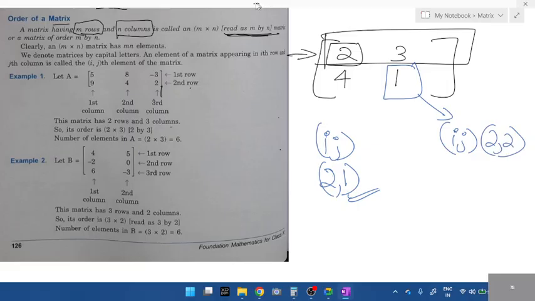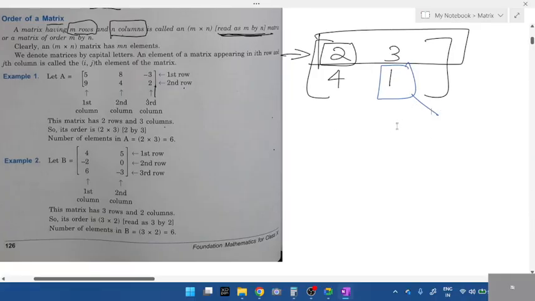So they'll ask you questions like this in the exam. They'll ask you, what is the position of, or give me the element. Which element is at position 1 comma 2? What do you mean by 1 comma 2? 1 stands for row, 2 stands for column. Which element is in first row, second column? Answer is 3.